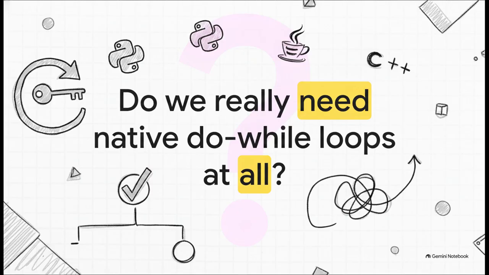Which actually leads us to a really fascinating conclusion. We've seen today how these loops act as the master key across programming. But if Python, literally one of the most popular languages on the planet, doesn't even need a native do-while loop to function perfectly, do we really need them in language design at all? It's a pretty provocative thought about how giving developers fewer tools might actually encourage more creative problem solving.